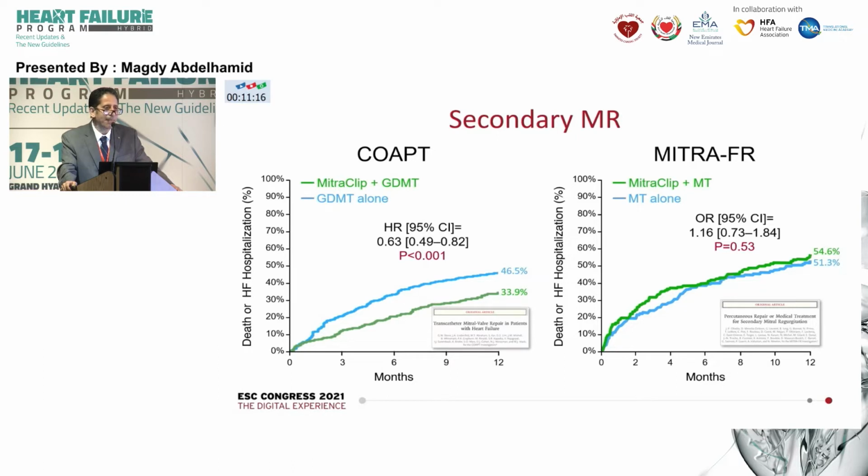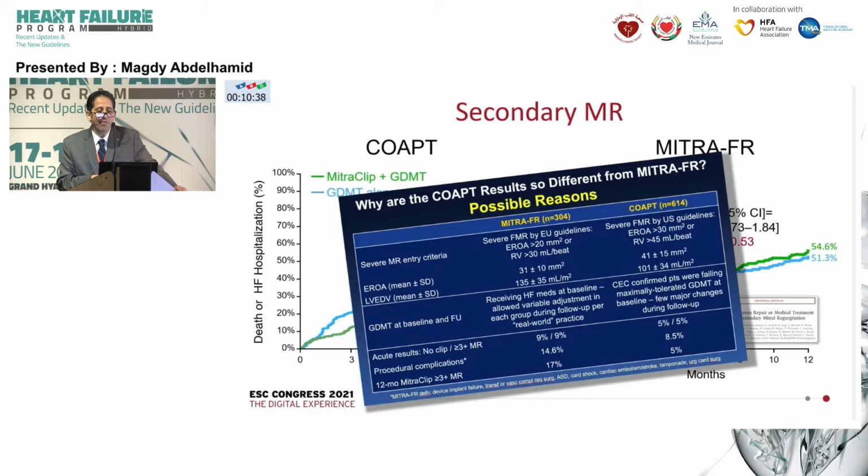We have two landmark trials for the use of MitraClip for secondary mitral regurgitation. On the left, you can see the American study, which is the COAPT trial, which included 600 patients, functional class 2 to 4, with ejection fraction less than 40%. And when they randomized those patients to MitraClip and guideline-directed medical therapy compared to guideline-directed medical therapy alone, we can see a statistically significant reduction in the primary endpoint in terms of death or heart failure hospitalization. On the right, on the other hand, in the European study, MITRA-FR, they did not demonstrate benefit of MitraClip compared with guideline-directed medical therapy in around 300 patients with HFrEF.